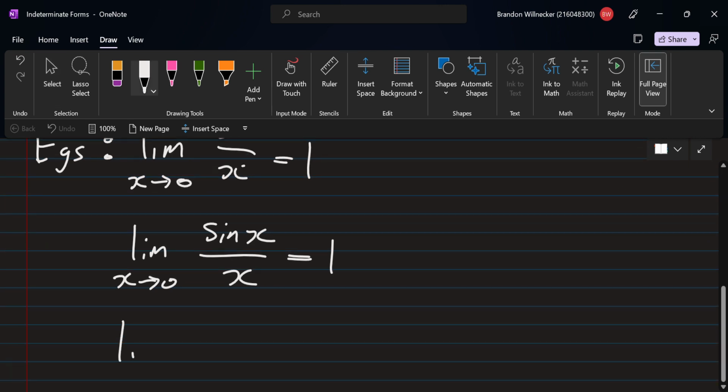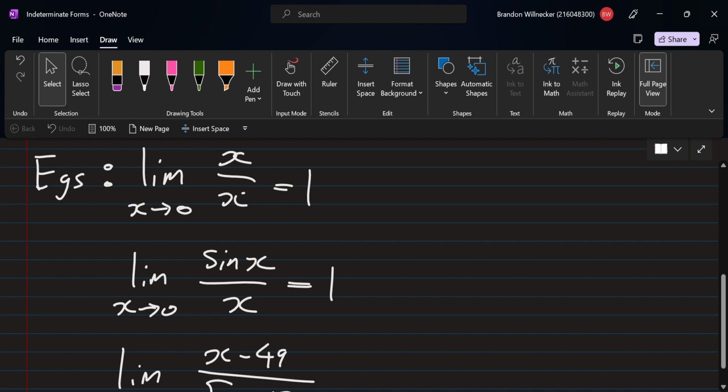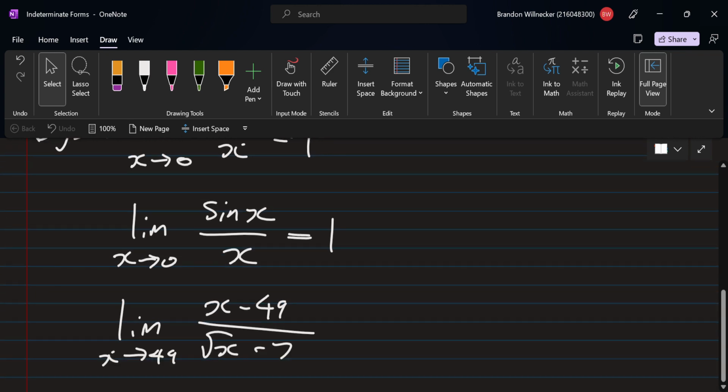Okay, and then last example, just to motivate this, limit as x goes to 49 of x minus 49 over root x minus 7. So we see that if we substitute 49 at the top, we get 0. If we substitute 49 at the bottom, we also get 0 because it will be 7 minus 7. So again, we get 0 over 0. That should have some value. From these previous examples here, you might think it should be 1, but we'll see that this actually has the value of 14.